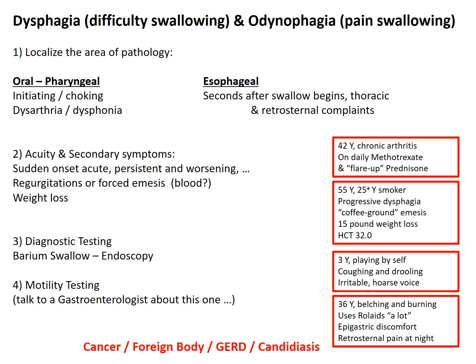Can you determine which of those patients has which of those 4 diagnoses? And as we move on here and talk a little bit more about the esophagus, if you're looking at it now and you can't decide, by the time we're done talking about the esophagus here, you should definitely be able to do that, okay? Cancer, foreign body, reflux disease, and candidal infection.